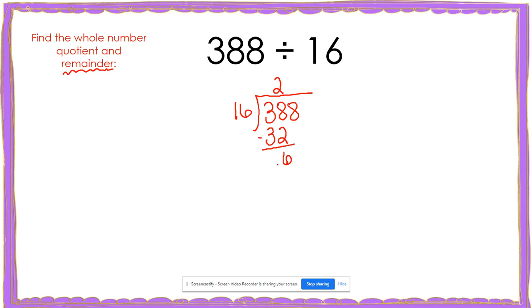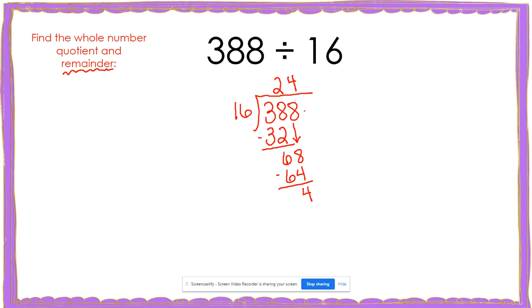Now, I know that I need to bring my 8 down. So now I'm looking at what is 68 divided by 16. Well, I know that if I do 4 times 16, I get 64. So I know that 16 will go into 68 4 times. 4 times 16, again, gives me 64. And when I subtract 68 minus 64, I'm left with 4.